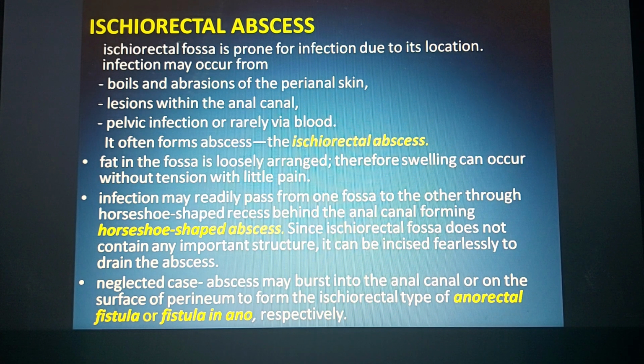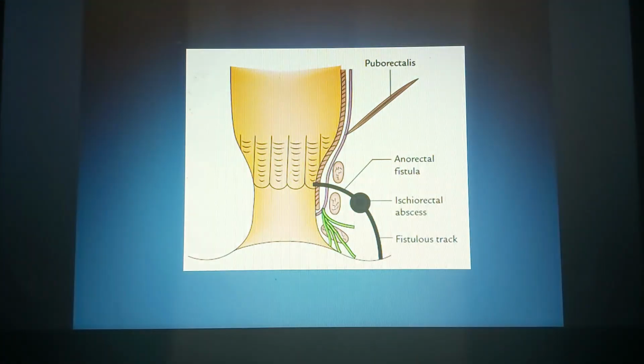So these are all about the ischiorectal abscess: boils, abrasions of the perianal skin, lesions within the anal canal, pelvic infections. Fat in the fossa is loosely arranged, therefore swellings can occur without tension with little pain, and horseshoe shaped abscess, anorectal fistulas or fistula in ano. These are the applied aspects of the ischiorectal fossa. So this is the formation of anorectal fistula. This diagram is showing an anorectal fistula.